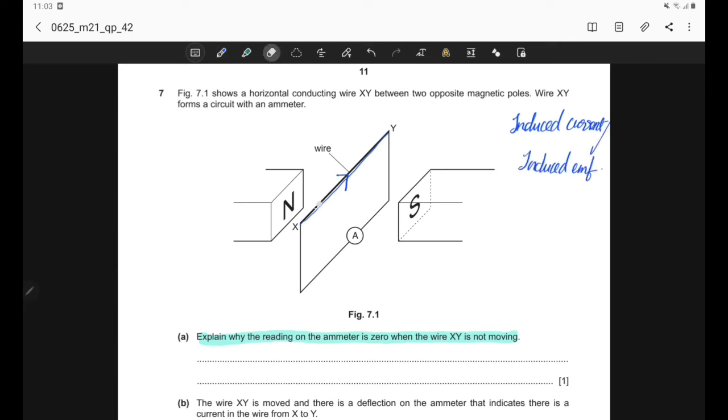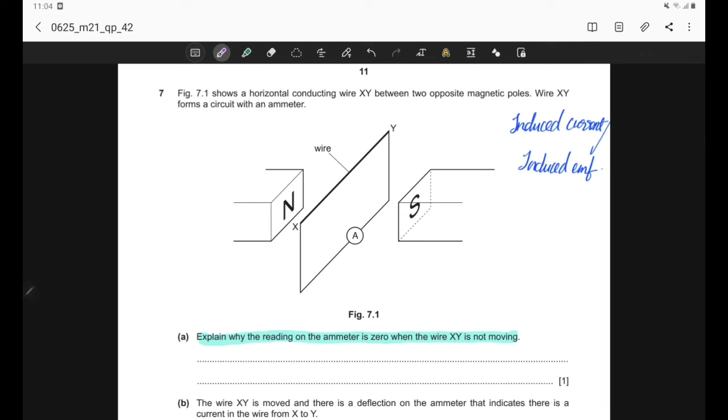But how will this current be formed? That is very important. There will be an induced current in the wire XY only when this wire links with the magnetic field lines, and the number of field lines touching this wire keeps changing. So I will just draw and explain more clearly.